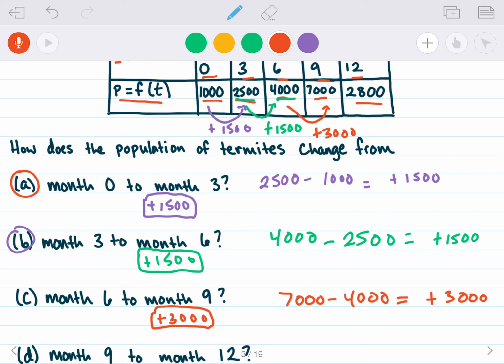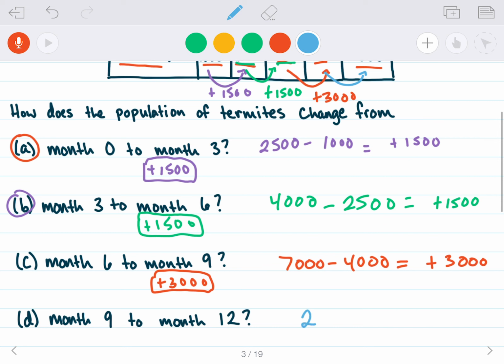Okay, what about from month 9 to month 12? So we're going from 7,000 to 2,800. All right, so what's the difference between 2,800 and 7,000? Well, this time we're getting a negative difference, right? If we do 2,800 minus 7,000, we get a net result of negative 4,200. So we decreased a bunch.